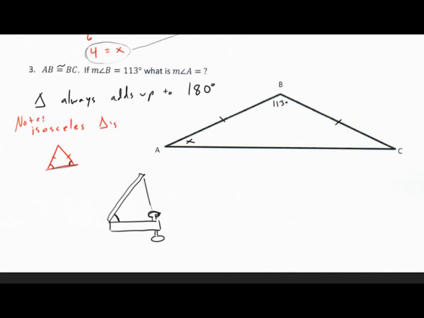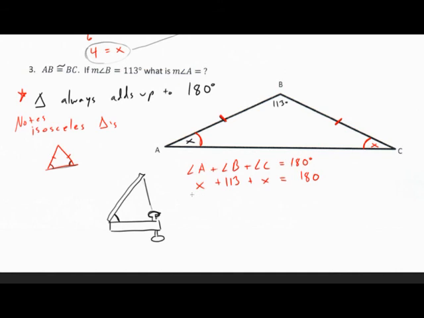So back to this problem, now that we have these notes, I'm going to apply them here. So I know that this side is congruent to that side, which means this angle is congruent to that angle. If this is x, then I must be able to say that this is also equal to x. So I now have to use the fact that a triangle always adds up to 180. I'm going to add angle A plus angle B plus angle C and equal it to 180 degrees. So I know angle A is equal to x, angle B is equal to 113, and angle C is equal to x.